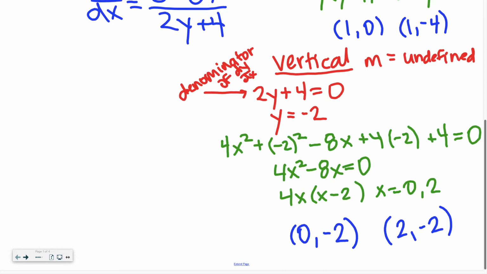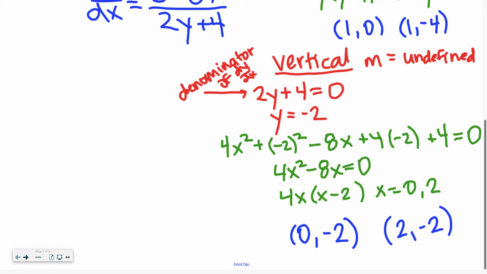I will tell you that this concept of horizontal and vertical tangent lines is a big topic they like to grab for a free response problem. So we're actually going to get to look at a free response problem today. Okay. Any questions before we look at a second derivative?